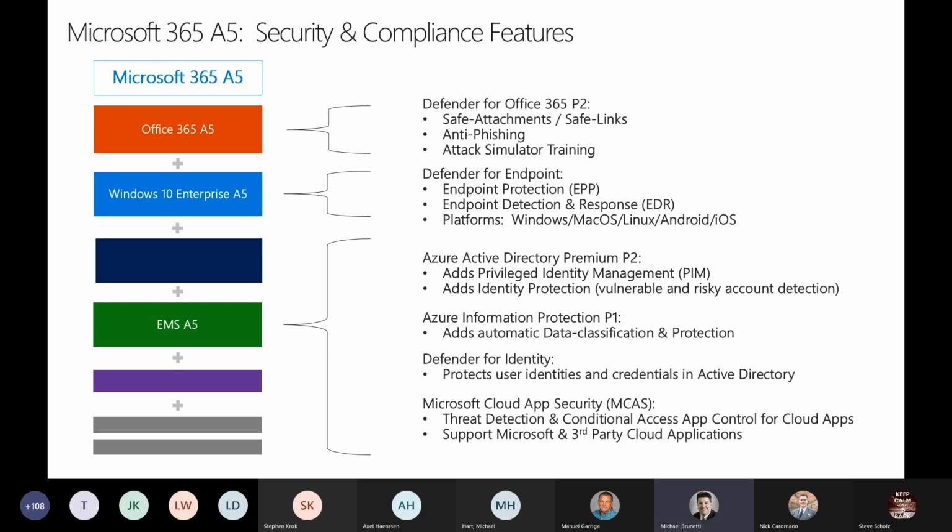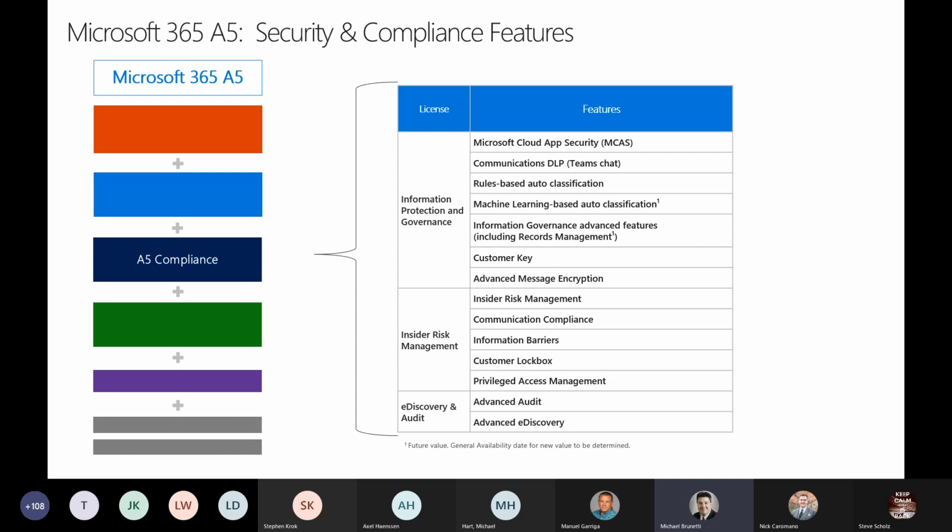Okay, now I separated the compliance features out into a separate slide because we've been making a huge amount of investments in this area around compliance in A5. So really, these features all align against 3 different individual licenses: the information protection and governance, insider risk management, and e-discovery and audit. And you'll see some overlap here, right?